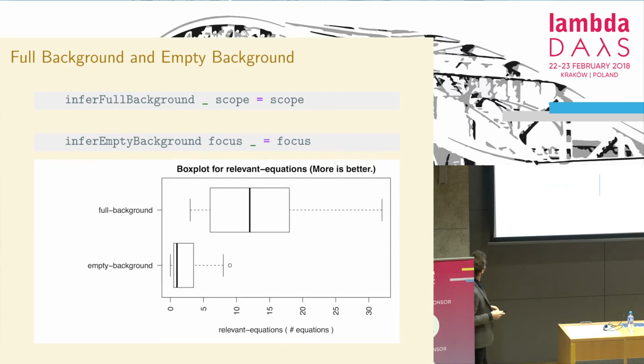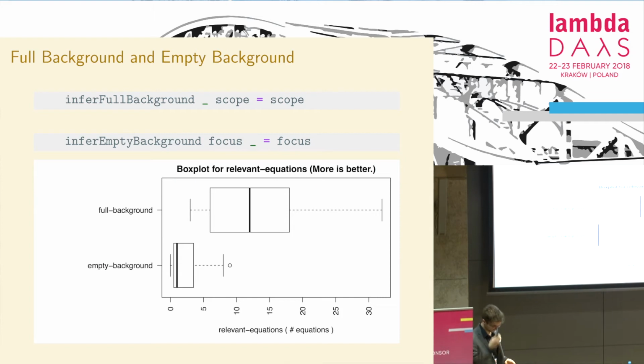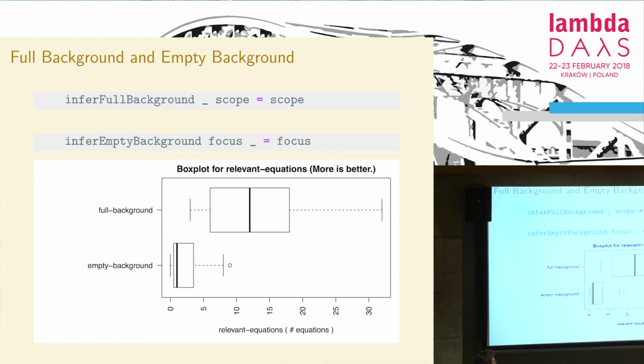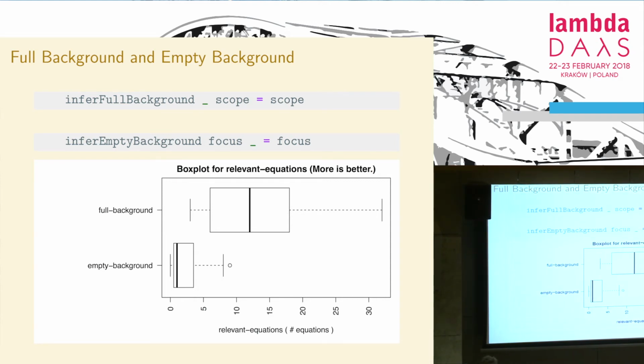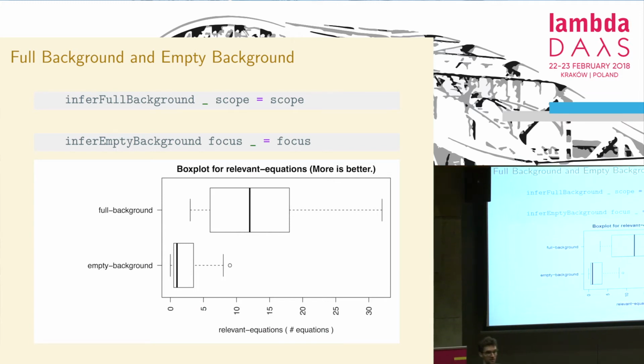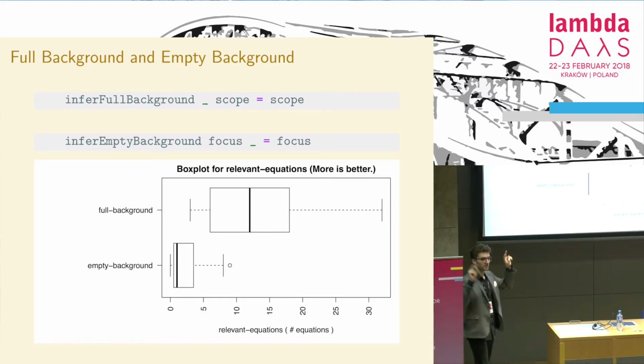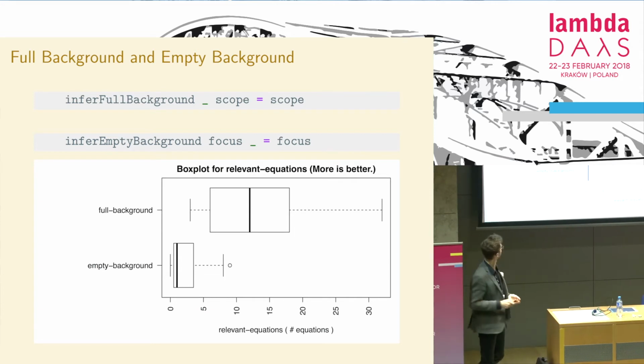Okay. Right. Now, there's a box plot here that tells you how many relevant function properties you can find with both of these strategies based on a whole bunch of examples that we wrote. And you can see that empty background finds a lot fewer relevant properties than full background does, because empty background can only find the properties that are related to the function you're interested in. But by the way, empty background can only find relevant equations and not the equations that aren't relevant, because every equation must include the function that you're interested in. So we define a relevant property as a property that includes the function you're interested in.